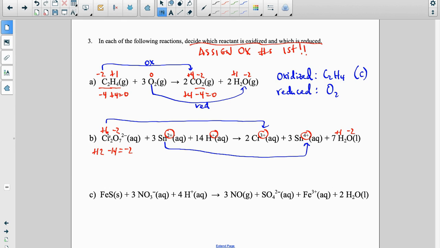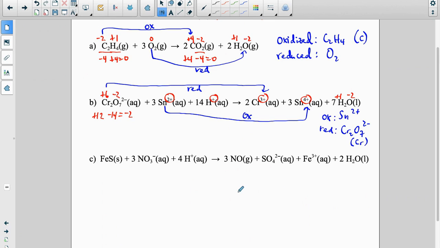All right, so let's see. +6 to +3, that is going down. That's the reduction. +2 to +4, that's going up. That's the oxidation. So what's oxidized? That would be the Sn2+. What's reduced? That would be the Cr2O7 2-, or the Cr. Okay, we could just say Cr is getting reduced.